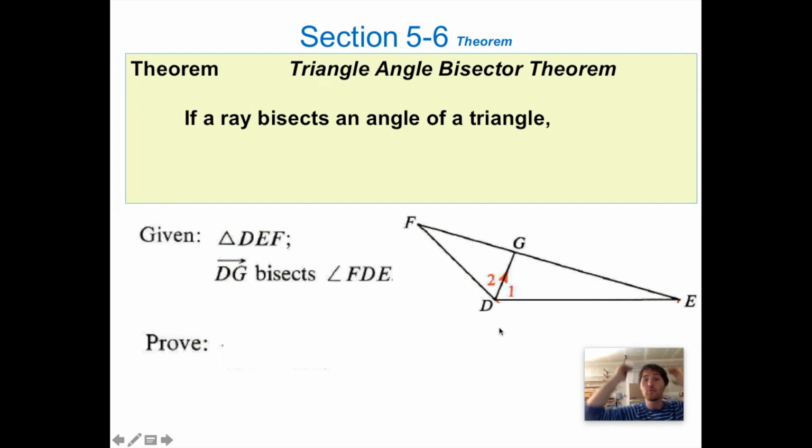But anyways, if a ray is the angle bisector of a triangle, what do you think we can deduce from there? We're in section 5-6, where our theorems have been about dividing proportionally. So maybe let's look at this here. Maybe hypothesize. This ray is bisecting this angle, right? Angle 1 is congruent to angle 2. That's sort of your definition of angle bisector. Well, how might this be divided proportionally?